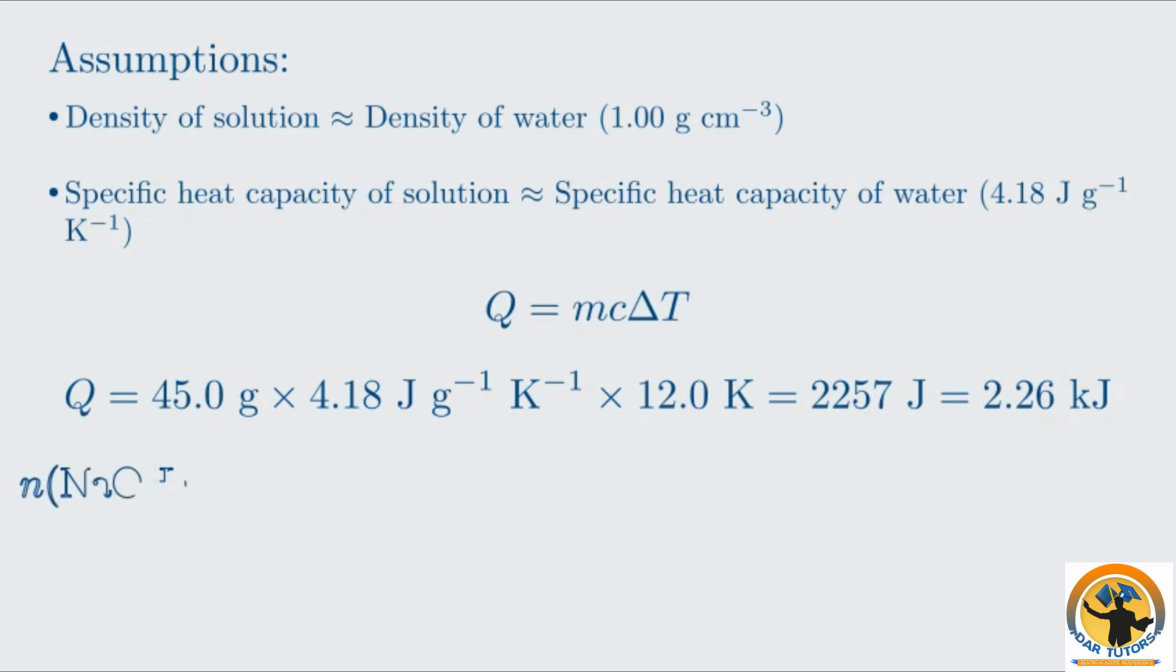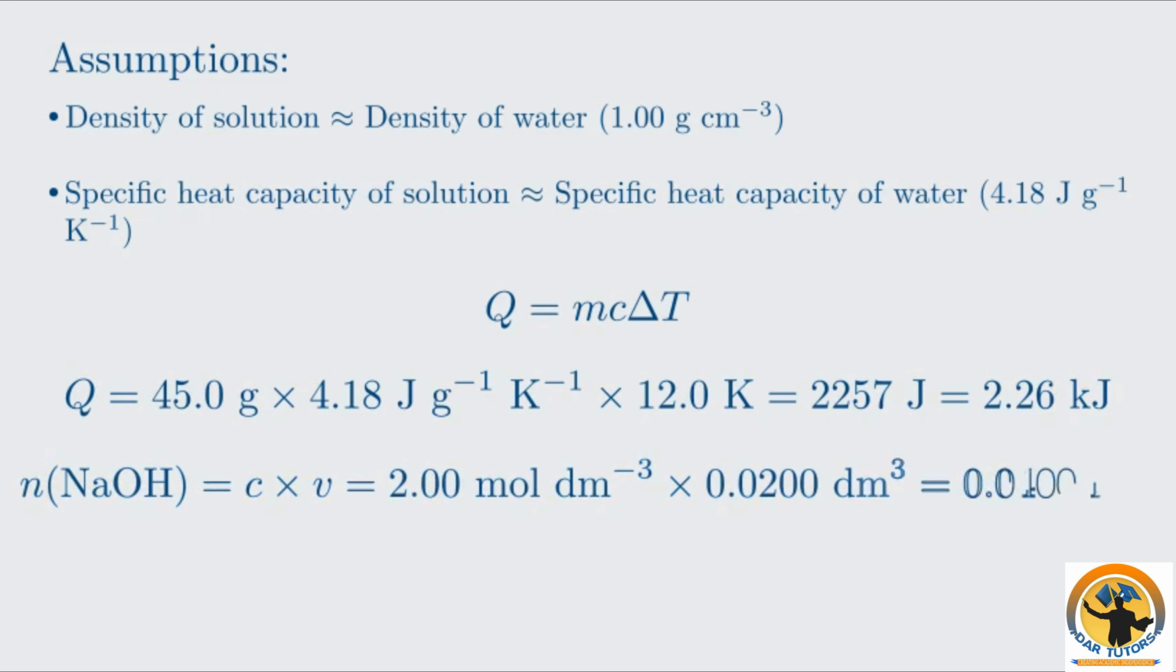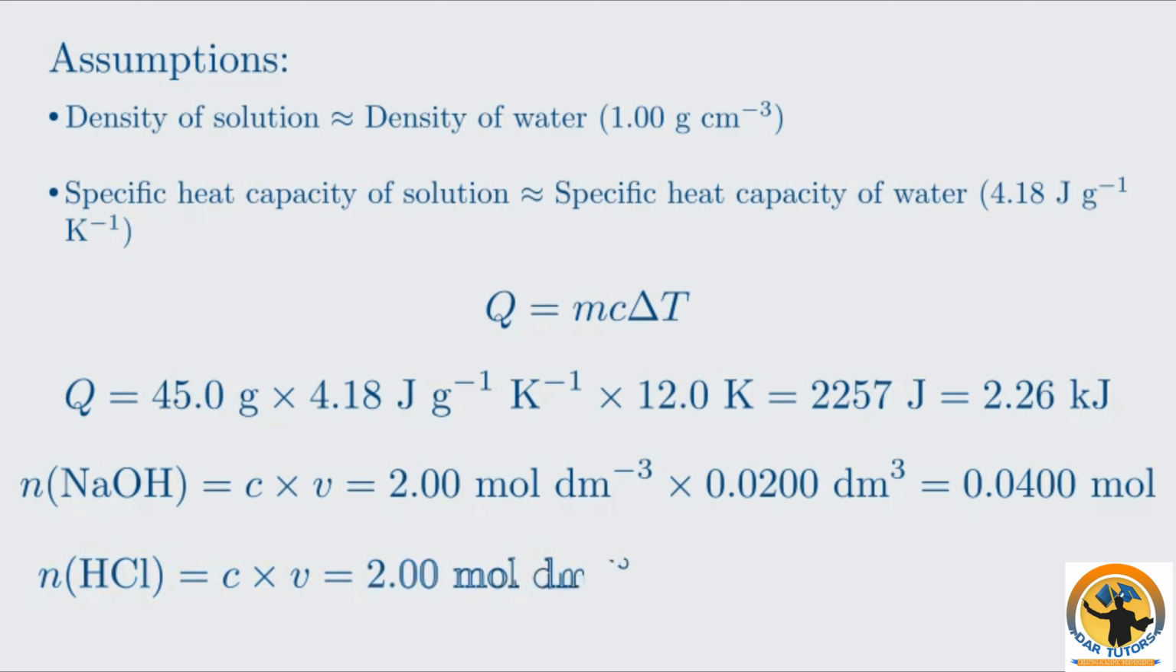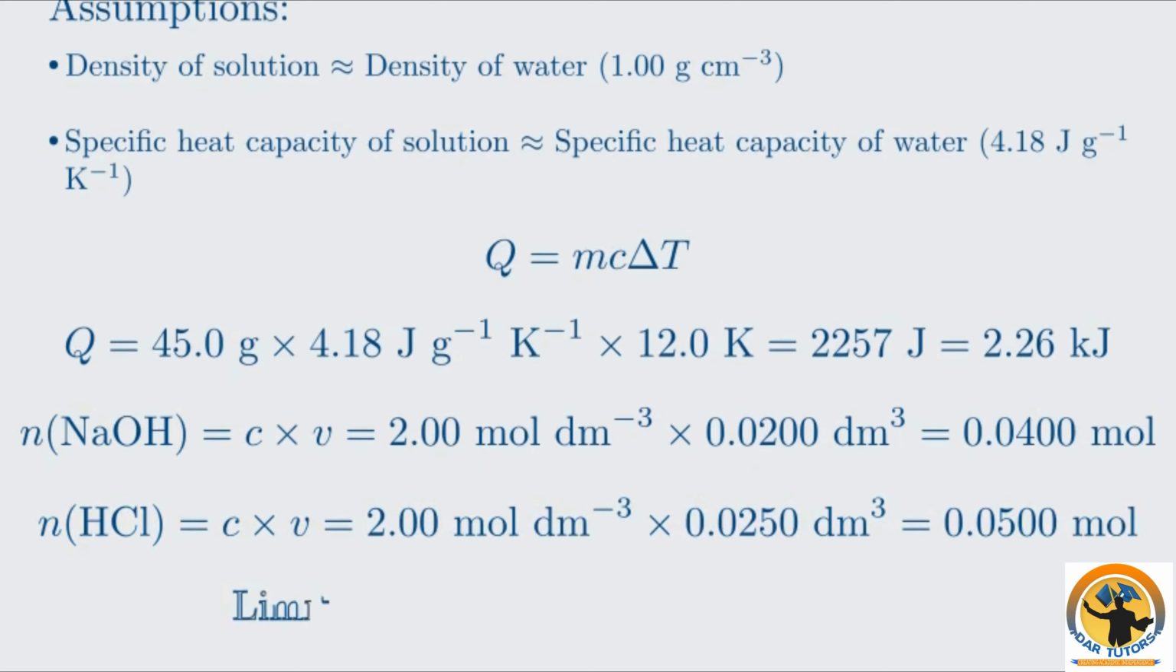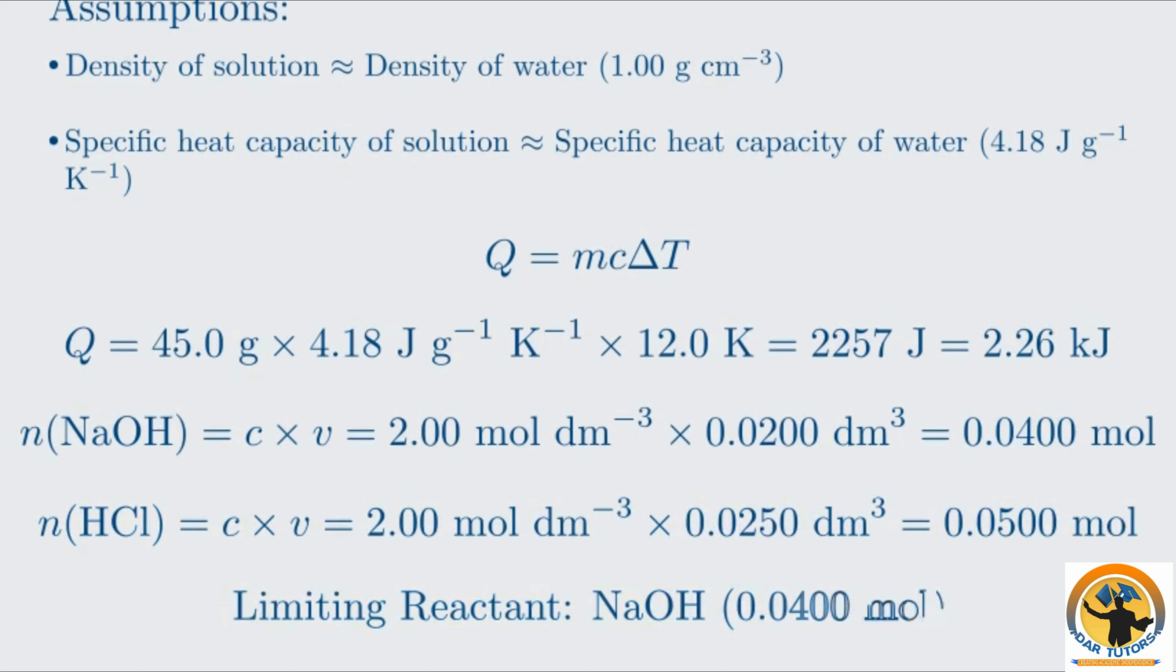Moles of NaOH equals its concentration of 2.00 molar times its volume of 0.0200 decimeters cubed, giving 0.0400 moles. Moles of HCl equals its concentration of 2.00 molar times its volume of 0.025 decimeters cubed, giving 0.0500 moles. From the balanced 1-to-1 stoichiometry, the limiting reactant is NaOH, as there is less of it. We will use 0.0400 moles to calculate delta H naught.